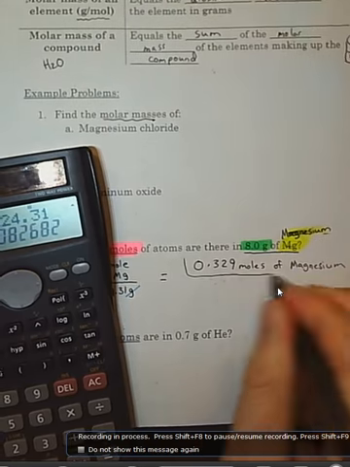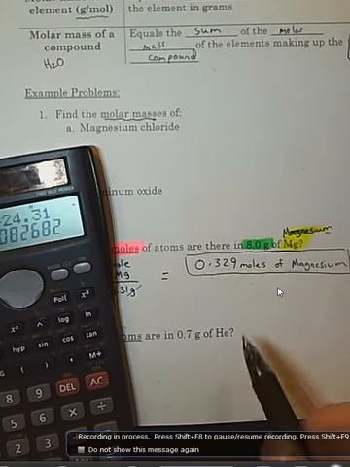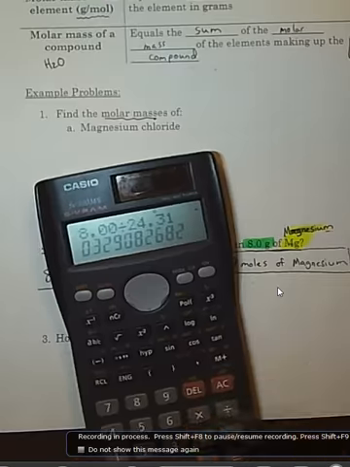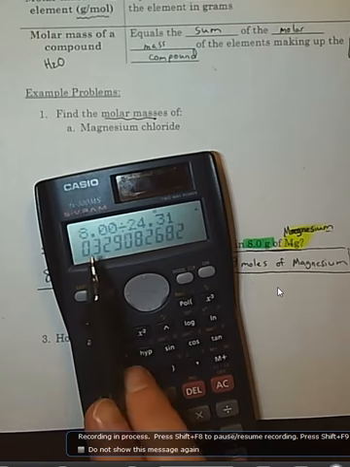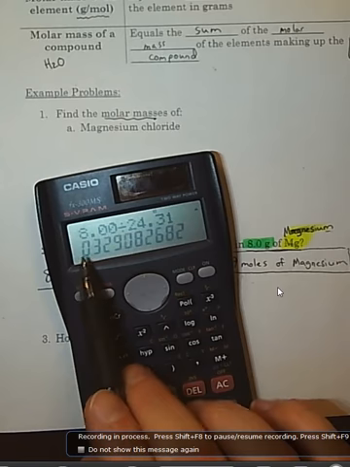Circle answer. Let's put this in scientific notation. Right now, this number, 0.3, is less than 1. We're not falling between 1 and 10. So we need to move our decimal to here.